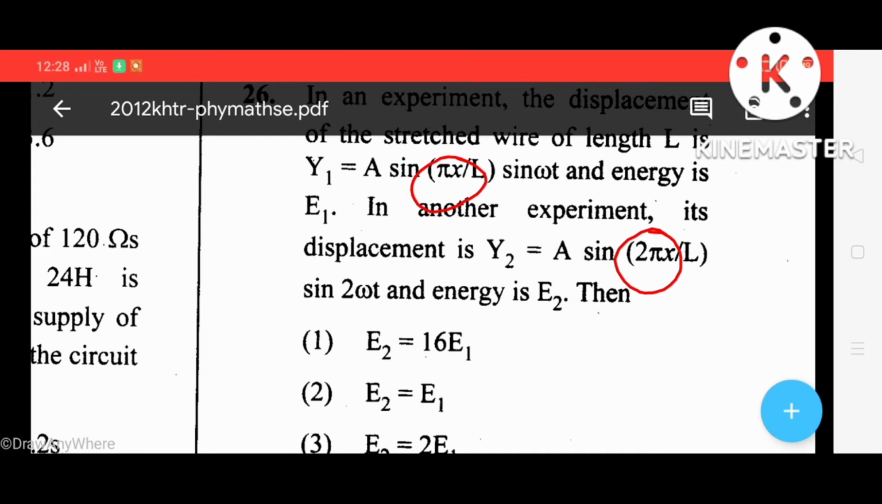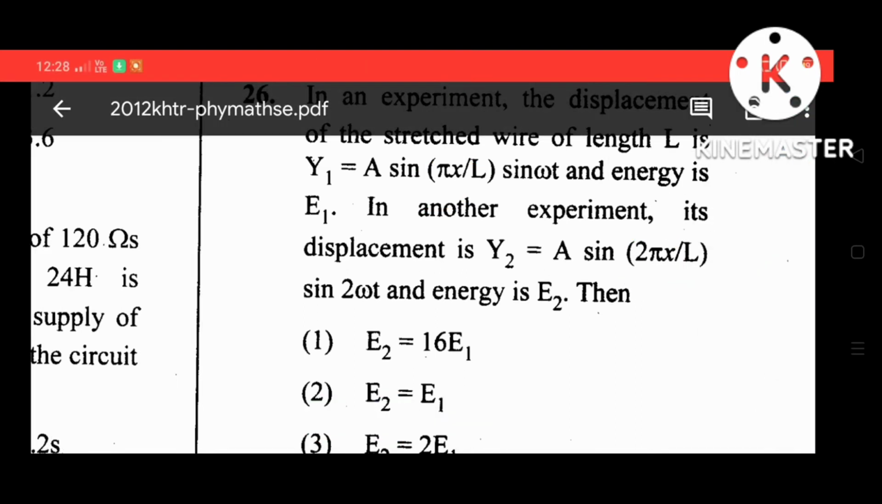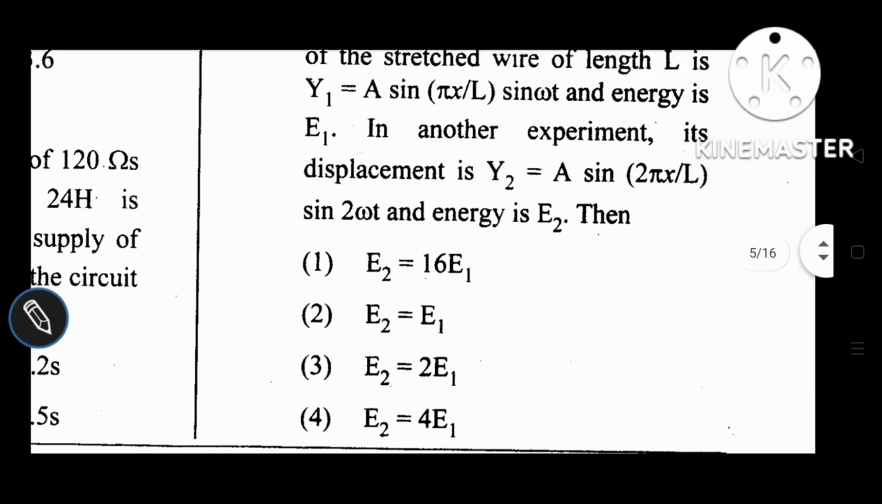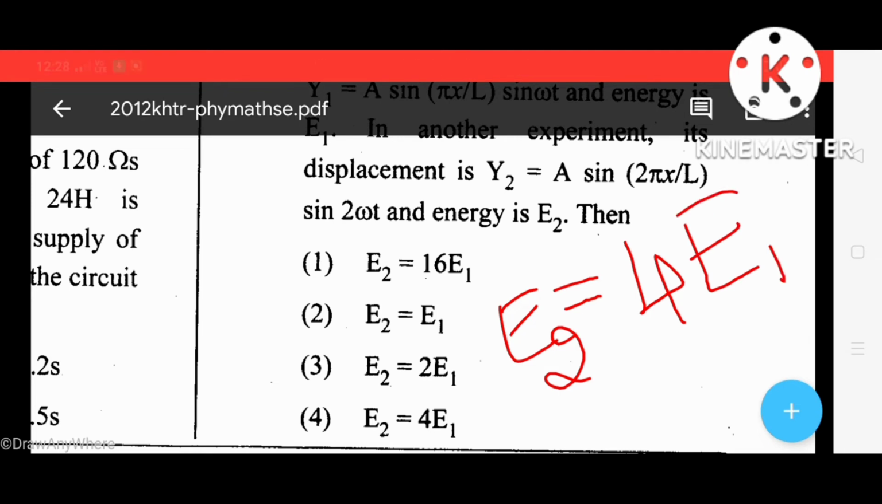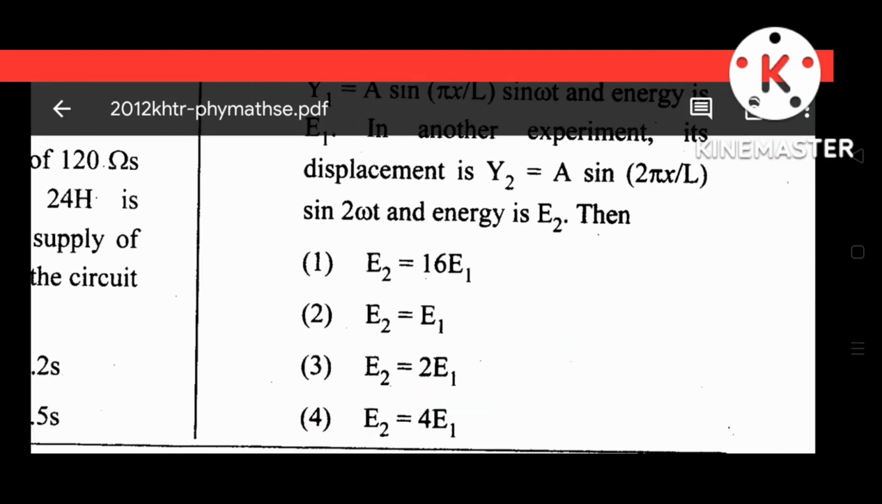So we can say that in the first case, E1 is directly proportional to a square omega square into L omega divided by pi, and in the second case, E2 is directly proportional to a square 2 omega square into L omega divided by pi. Comparing the two equations, the energy E2 is equal to 4 times the energy E1. This is given in option number 2. So the fourth option will be the correct answer for question number 26.